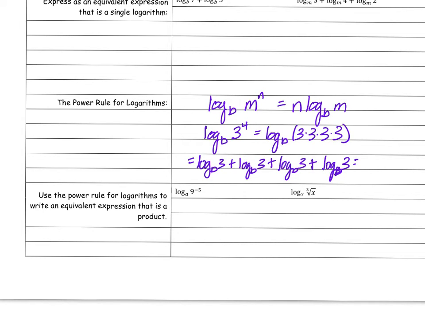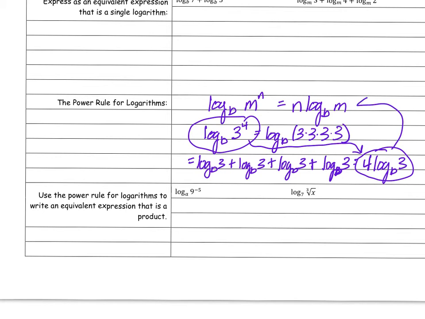So what is multiplication? Multiplication is just repeated addition, correct? So how many of the same thing do I have? Well, I have 4. I have 4 log base b of 3s. And that's how I can go from here to here, my product rule. And that's why this is true, the power rule. So if I have a power here, the power here just goes to the front. Notice it's here in the front of my logarithm. So that's why that works.